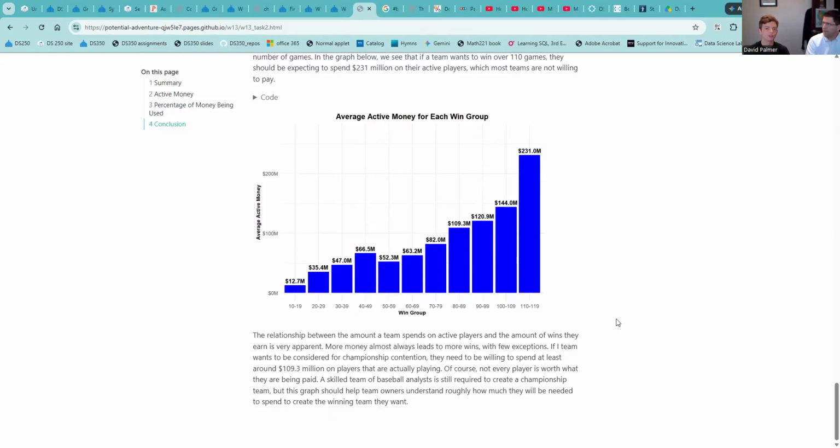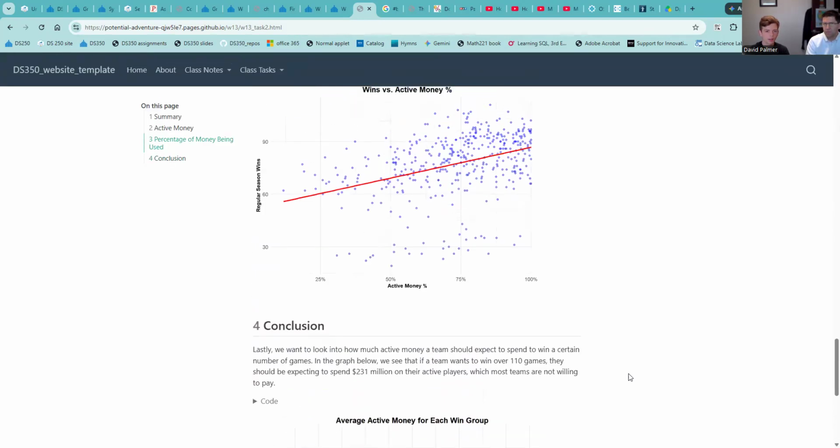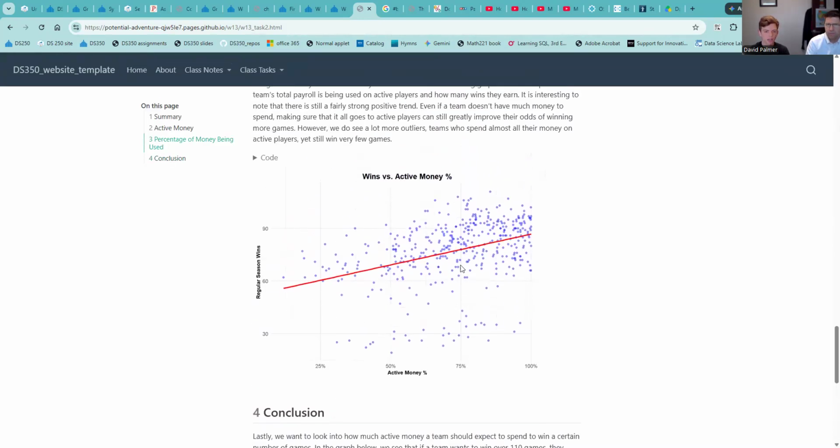I would be interested in looking into specific teams and their history, how they've been spending their money, especially more successful teams. I created one more graph here that shows what percentage of their money is being spent on the players actively on the field. Generally we still see this line going upward, where teams that spend a higher percentage of their money on players on the field, even if they didn't have a lot to spend, will still win more. The relationship is a bit more rough, but generally it's true.